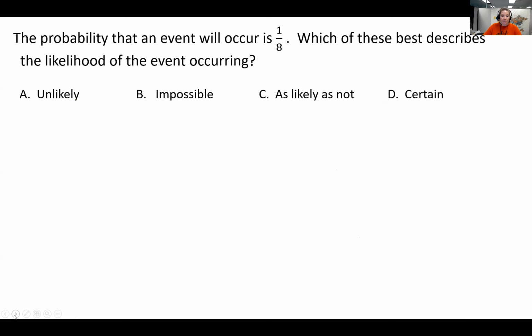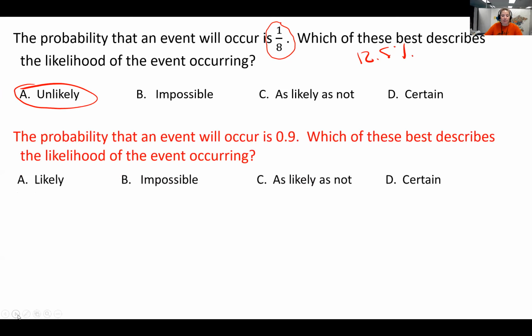All right. So let's look at this question. The probability that an event will occur is 1/8. Which of these best describes the likelihood of an event occurring? Well, is 1/8 a big number? Is that close to 1 or 0 or 50%? Well, when I divide 1 by 8, I realize that's only 12.5%, which is a small percentage. So I would say this event is unlikely to occur because it's a small percent.